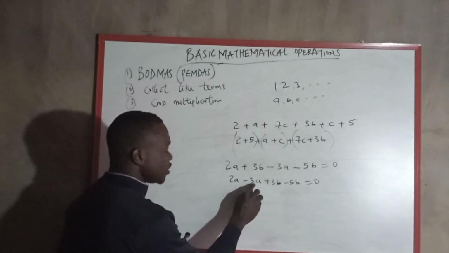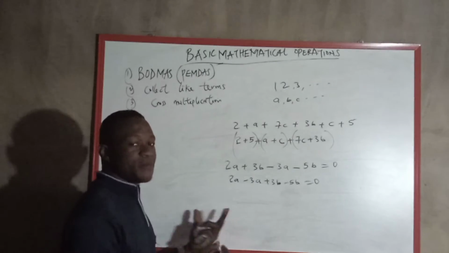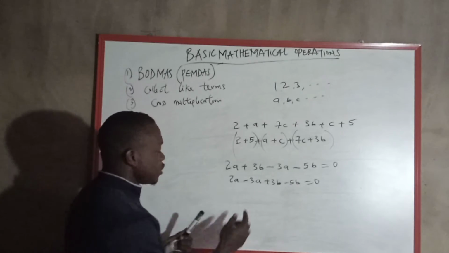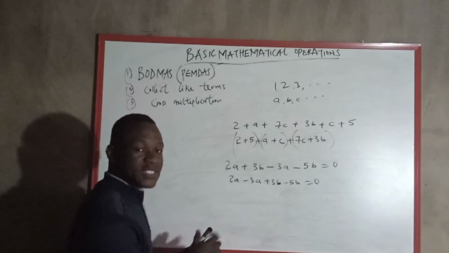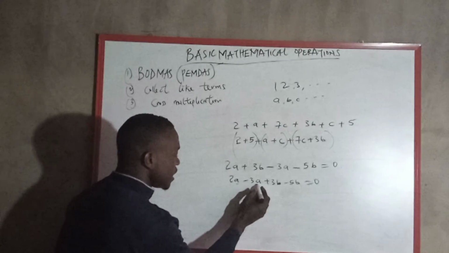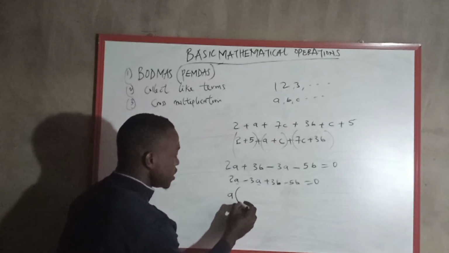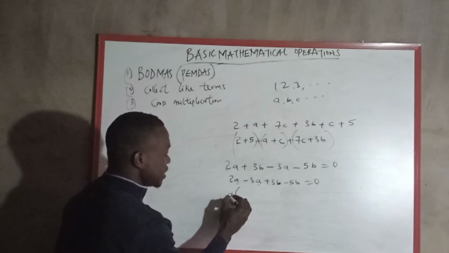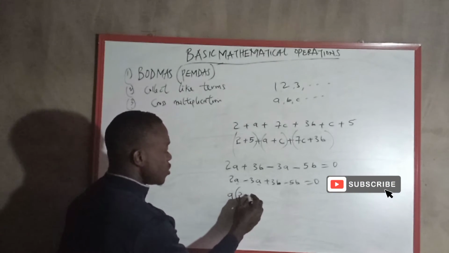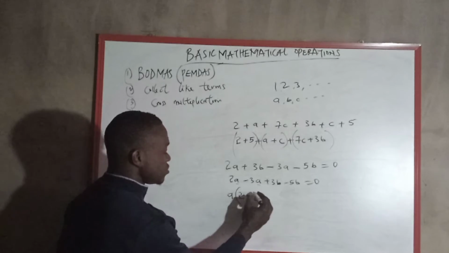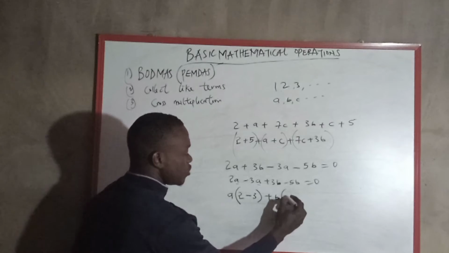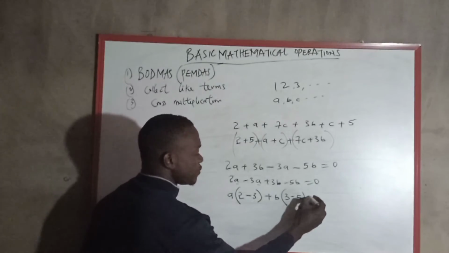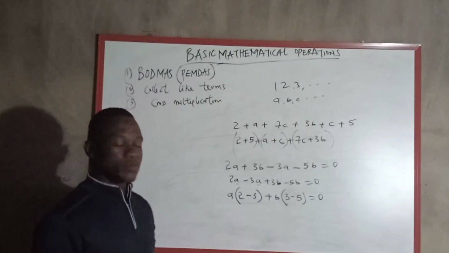So we have 2A minus 3A, which will give us minus A. Or we can just pick out this A, which is a common term. We bring out the common term. So if we bring out this A, we have a single A. Now, if we divide this 2A by this single A, we're left with 2. Minus, divide this 3A by this single A, we're left with 3. The same thing happens here. We bring out B, we are left with 3 minus 5, which is equal to 0. Something like that.